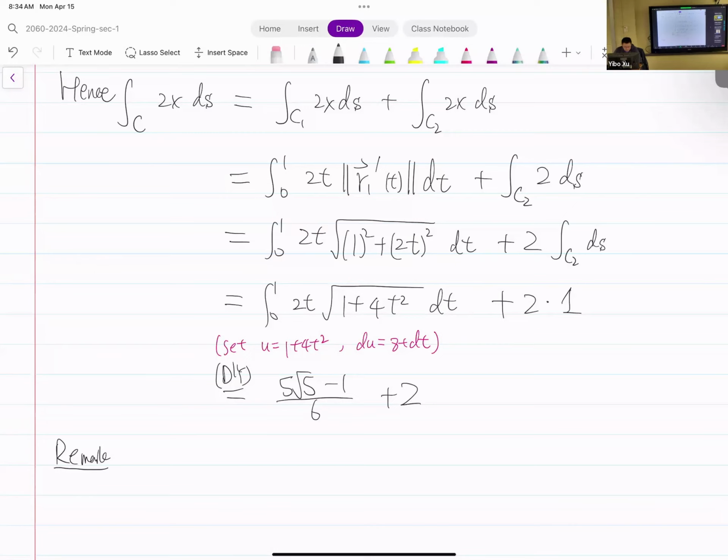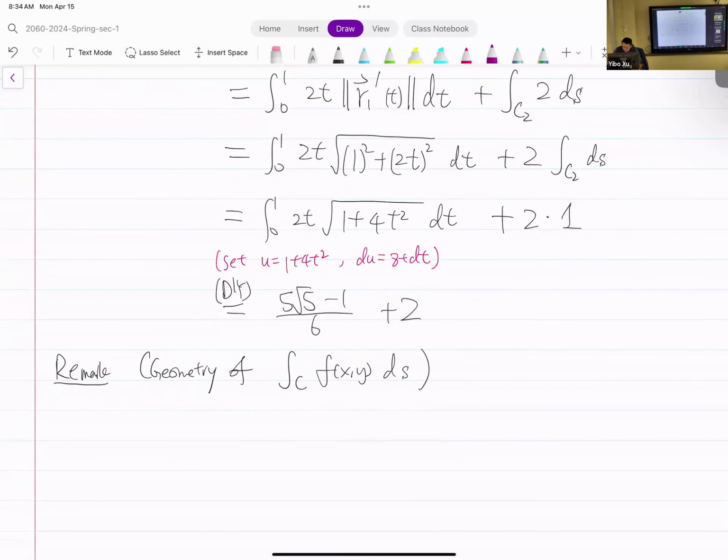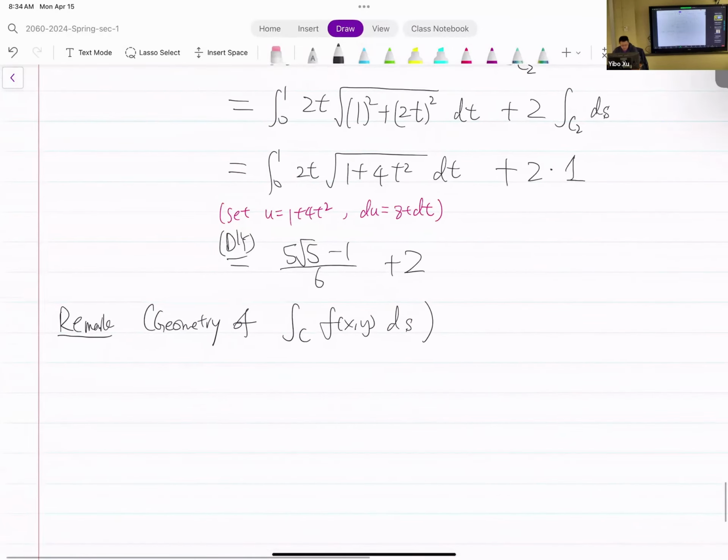regarding the geometry of the line integral of f of xy accumulated along the arc length of the curve. So we are still able to somehow illustrate it in the three-dimensional space if you only have a bivariate function. But if you have a three-variable function, then this is something a little bit more complicated.